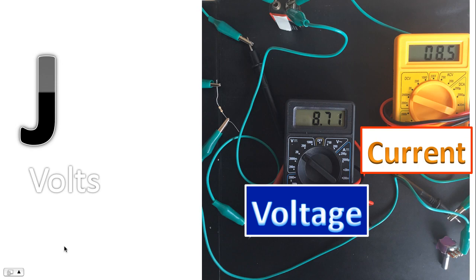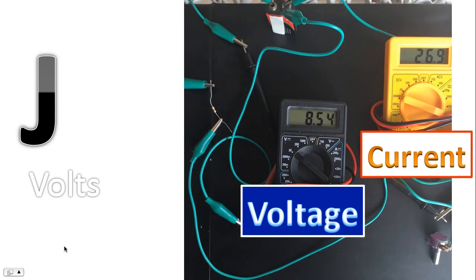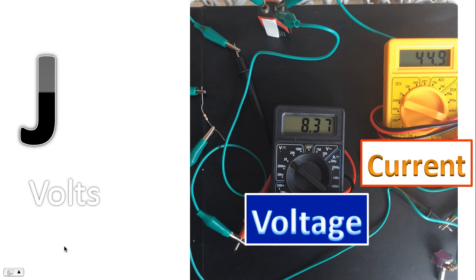And finally, here is the data for battery J. Battery J is a 9-volt battery. Please note that now the voltage is no longer being measured in millivolts, it is being measured in volts. So for your table, please change the heading from millivolts to volts. Notice the current is increasing. It's increasing because I'm reducing the resistance for the variable resistor.